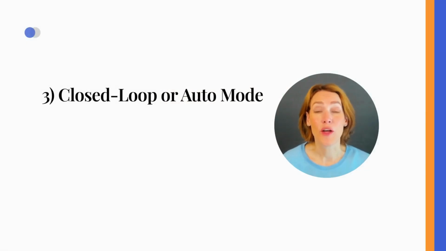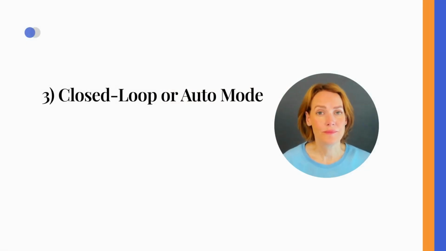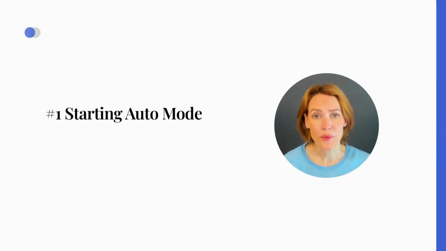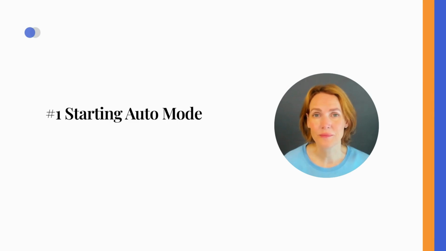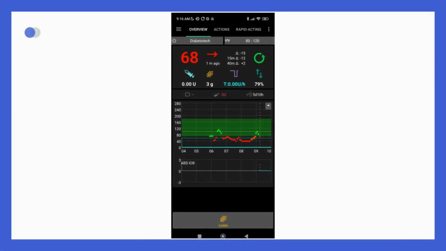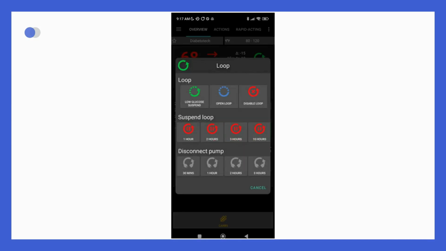3. Closed loop or auto mode. 1. Starting auto mode. In the AndroidAPS app, you can activate auto mode by clicking on the loop icon on the home screen. However, before enabling auto mode, it's important to ensure that the pump and sensor are properly paired and that all the objectives have been completed.